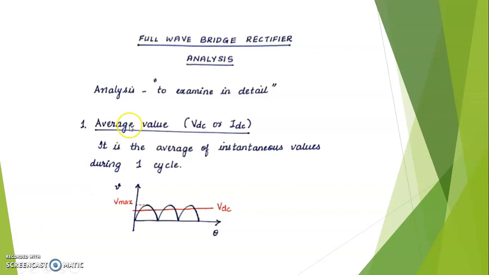The first term is the average value, which can be voltage or current, VDC or IDC. It is the average of instantaneous values during one cycle. So if this is the output waveform, the average value would be somewhere around here. It's a rough figure, which is represented by VDC, the red line.